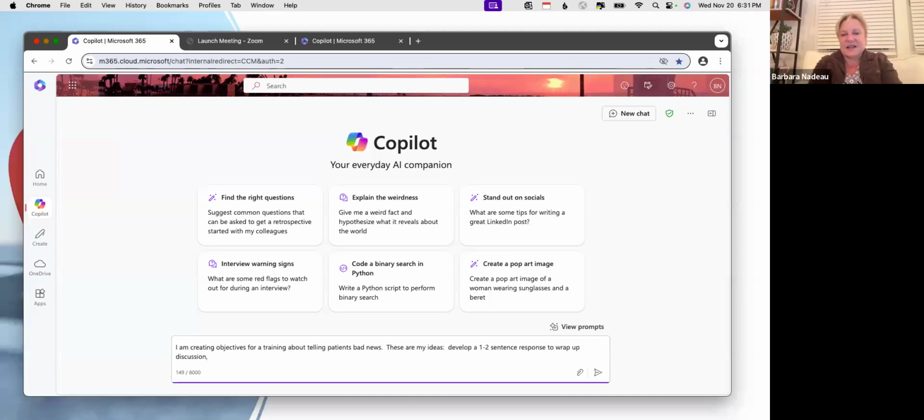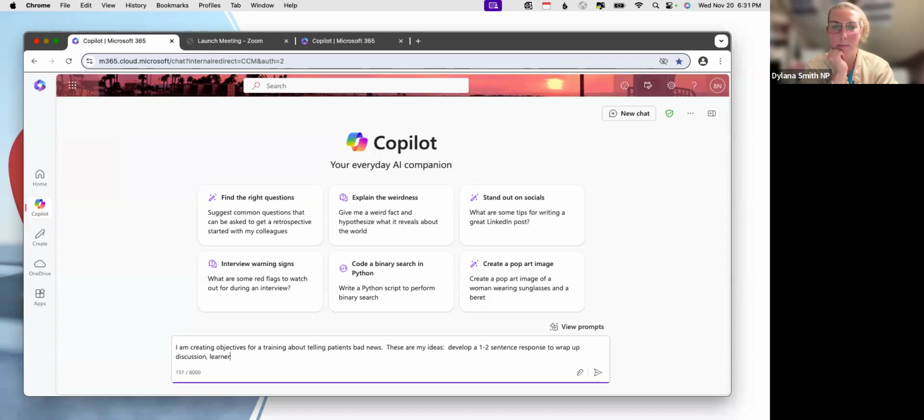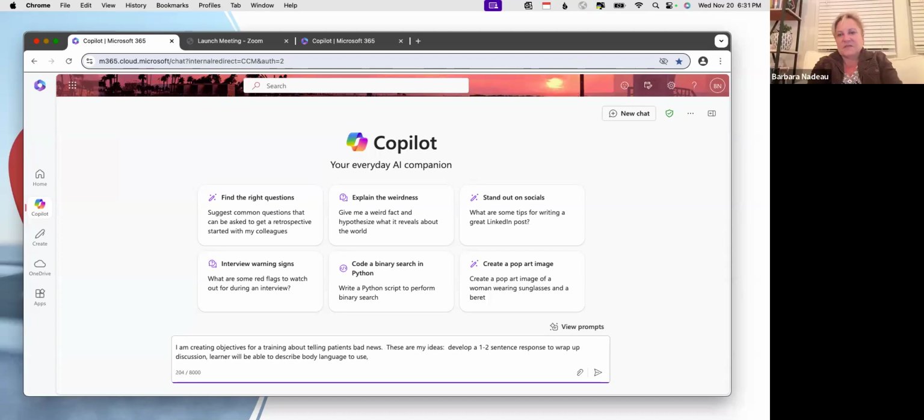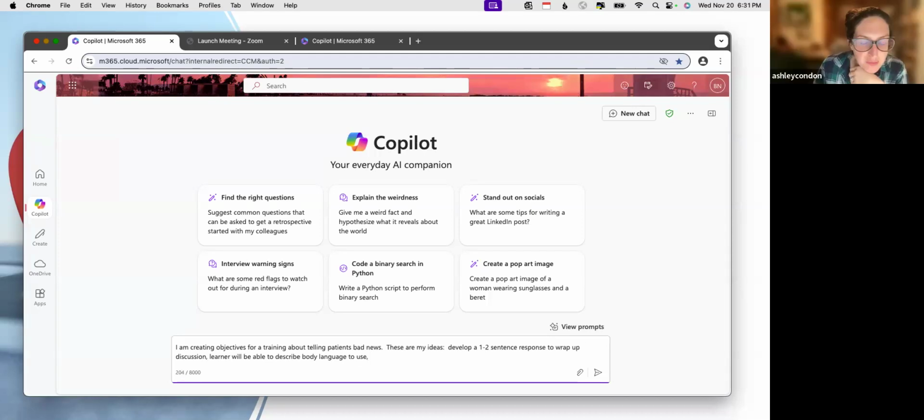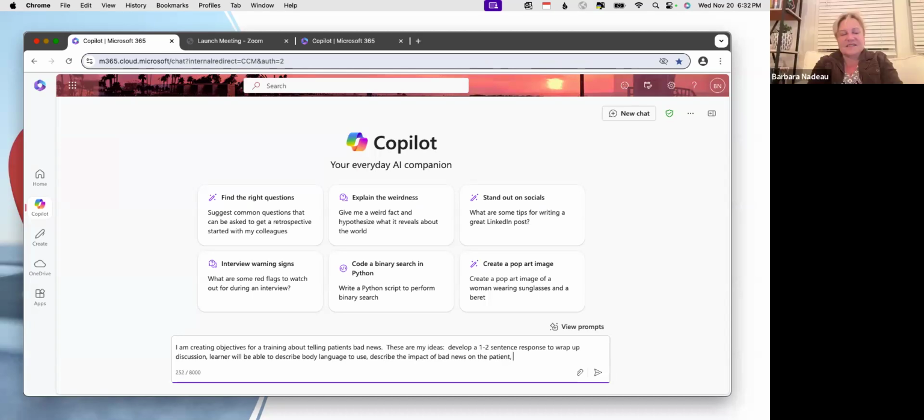Okay. What else? Something along the lines of learner will be able to describe body language when giving bad news. Does anyone remember the other ones? Mine was describe the impact of bad news on the patient. And was there one more? Mine was to review appropriate language to use when giving bad news.